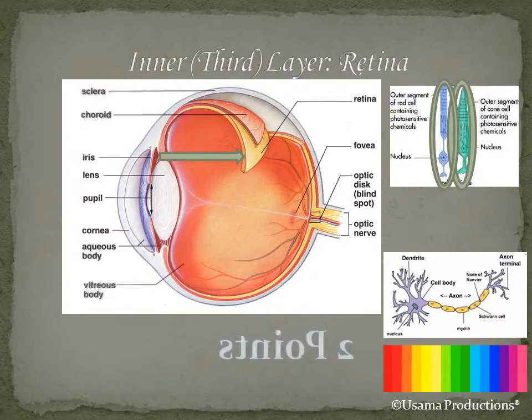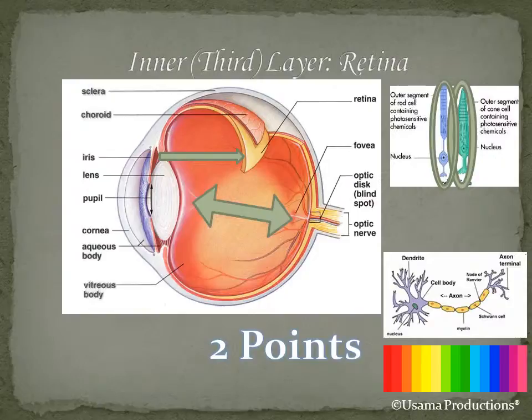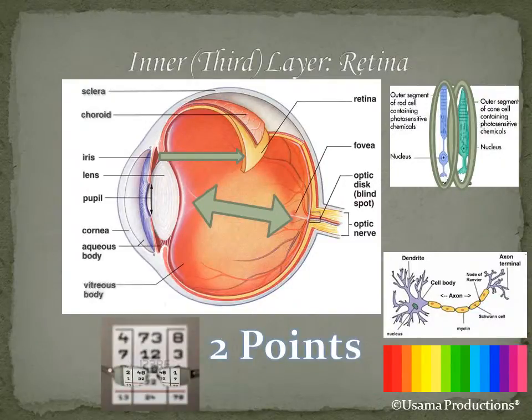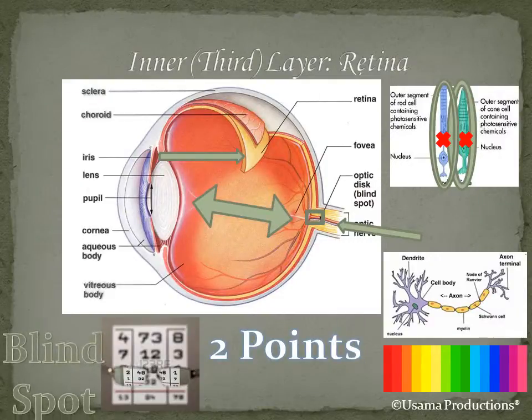Retina has 2 points, that is, fovea, and optic disc. Fovea is a dip in retina, directly opposite to lens and is densely packed with cone cells. It is largely responsible for color vision and sharpness. Optic disc is a point on retina where the optic nerve enters retina. There are no rods and cones at this point. That is why it is also referred to as the blind spot.